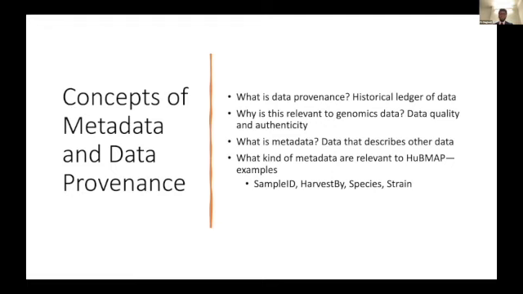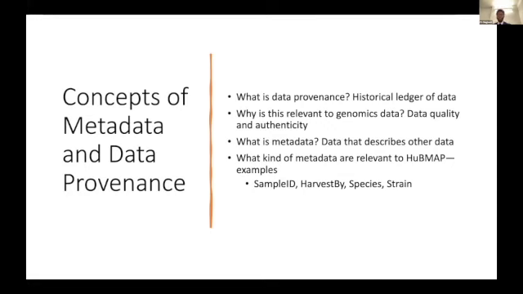What is data provenance? Data provenance is where a piece of data comes from. It's kind of like the historical ledger of data. And how is this relevant to genomics? Well, genomics data is collected after a complex set of protocols, all of which can affect the quality and the authenticity of the data collected. And then metadata describes, explains, and makes it easier to manage information in informative resources.